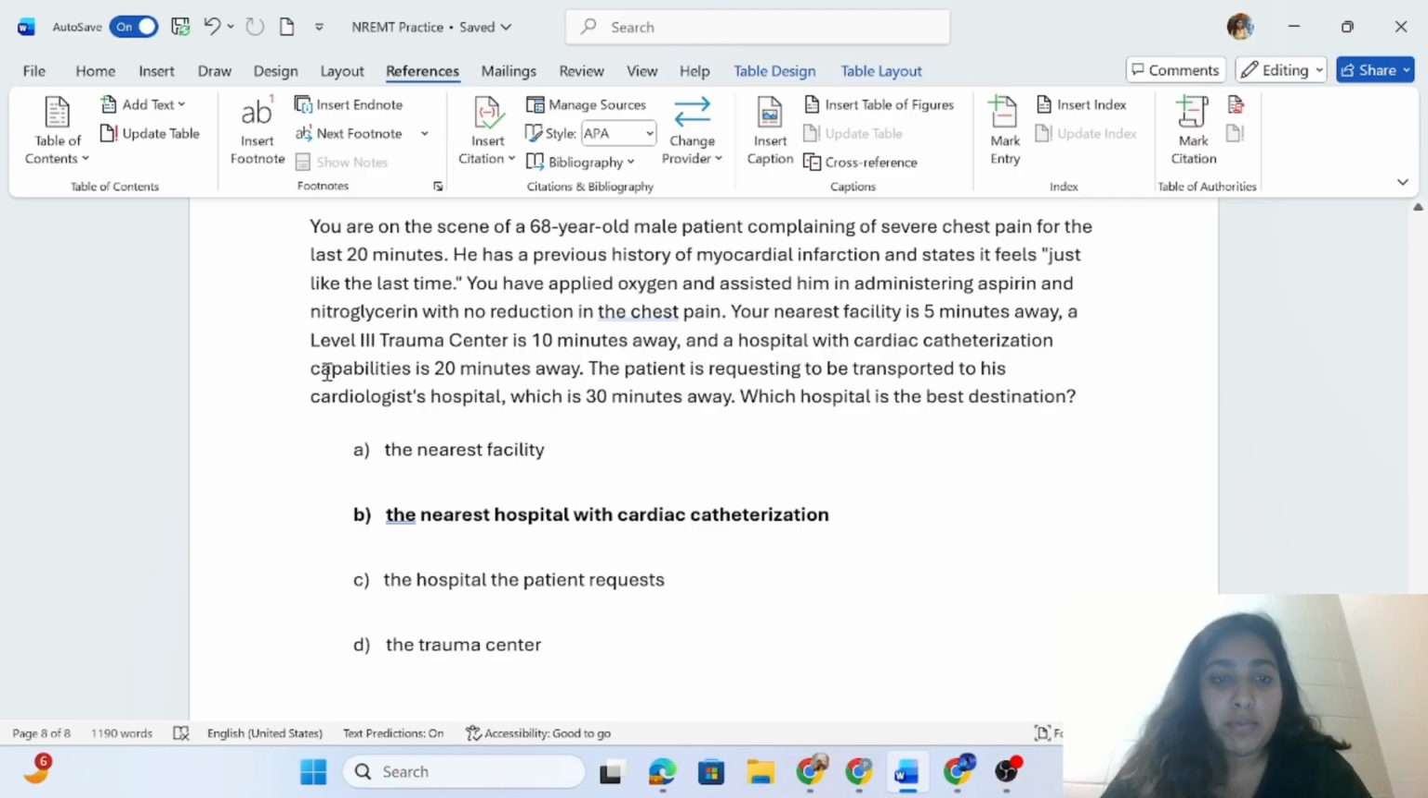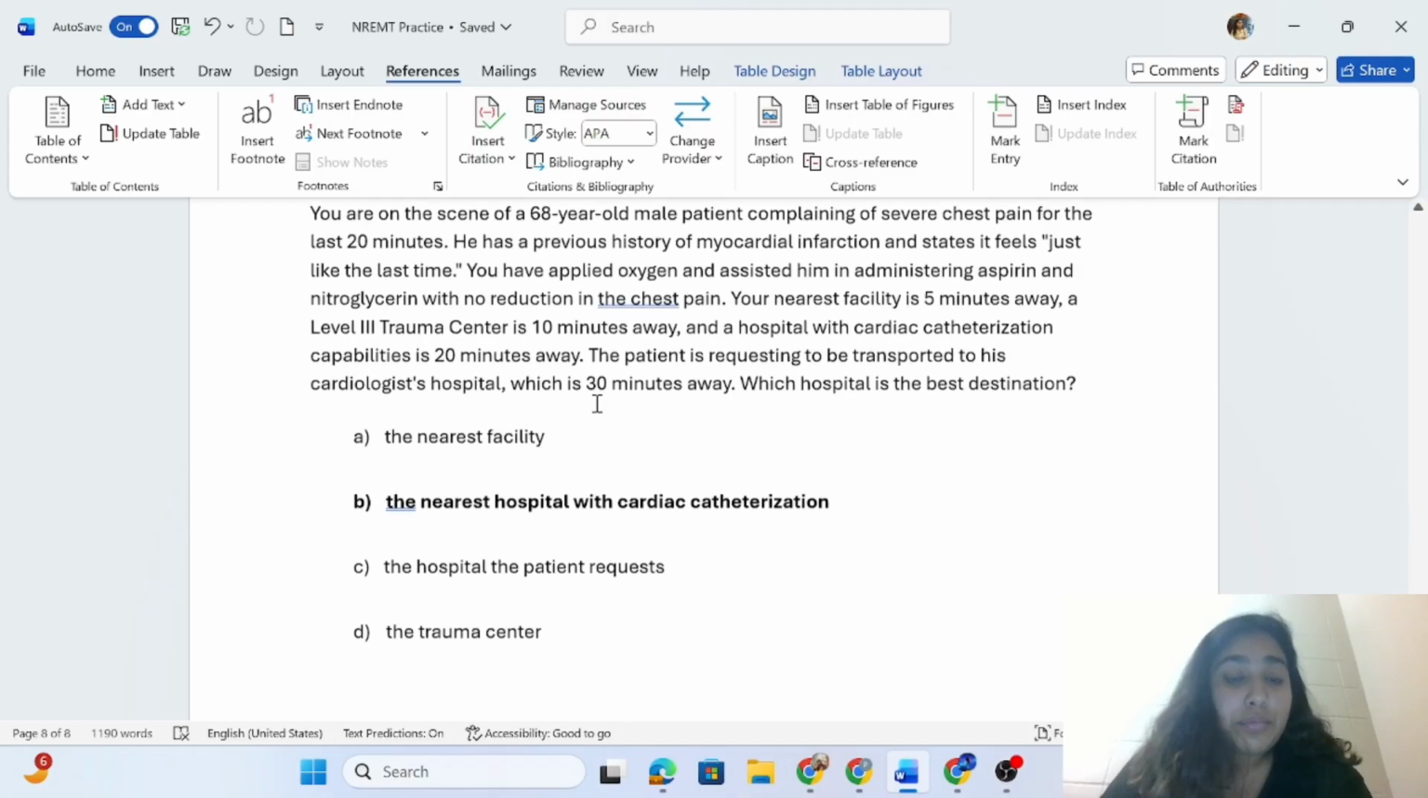Your nearest facility is 5 minutes away. A level 3 trauma center is 10 minutes away. And a hospital with cardiac catheterization capabilities is 20 minutes away. So you have to choose which one is better for your patient and what facilities they want. Do they want a trauma center, or a cardiac facility, or just normal ED stuff? So you have to choose which place is right for your patient. You just can't take your patient to any hospital. The patient is requested to be transported to his cardiologist hospital, which is 30 minutes away.